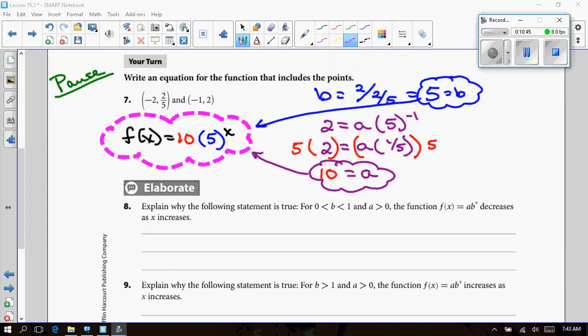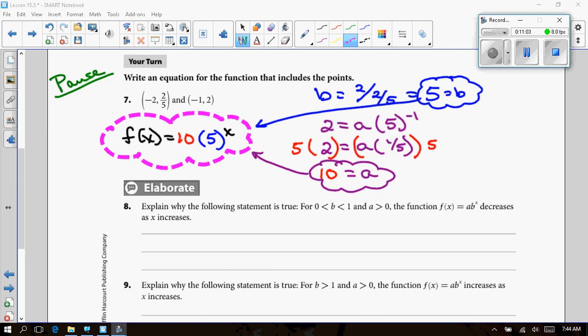All right, so my b value I found to be 5. My a value I got to be 10. So my function is f of x is equal to 10 times 5 to the x power. Okay, how'd you do?